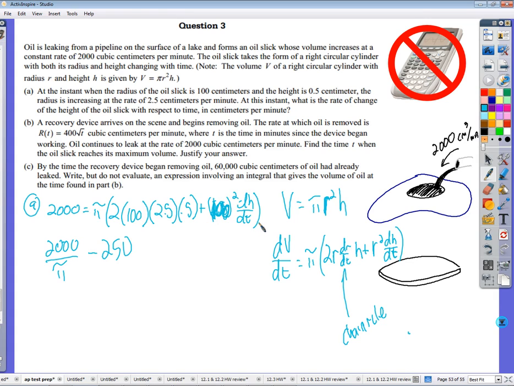Second part. Divide by 100 squared. Mm-hmm. 100 squared is 10,000. That's dh/dt.